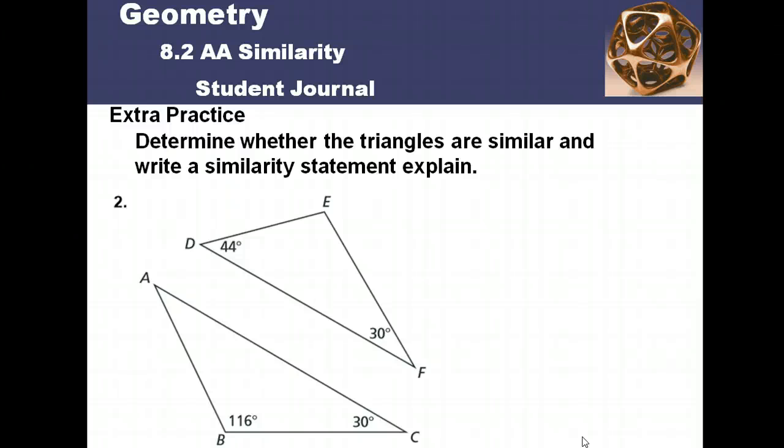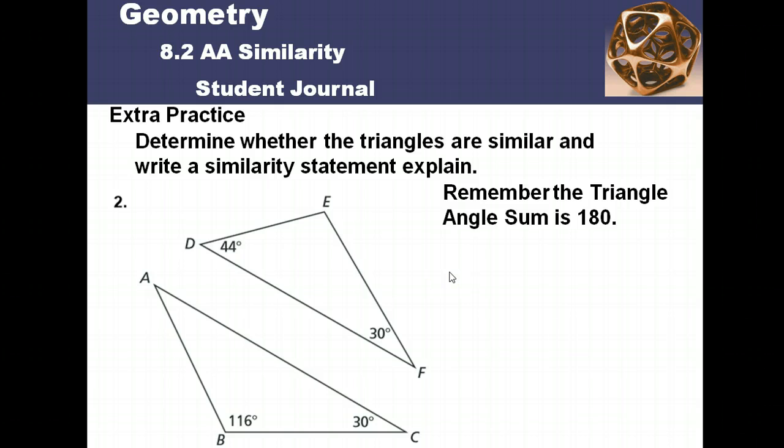So next, I have to show if these two triangles are similar or not. So again, I need to find the measure of angle E. So to find the measure of angle E, I'm going to remember that all the angles in a triangle add up to 180. And then I can take 44 and 30, and I get 74. And then I can subtract that from 180, and I get 180 minus 74, and I get 106. So I know that angle E is 106.